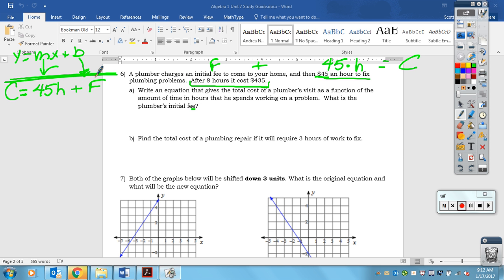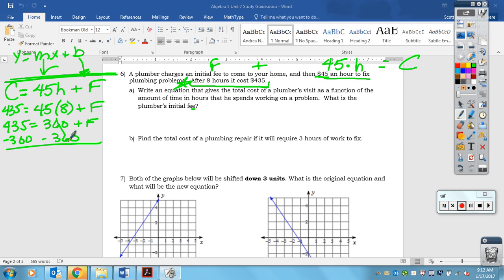But of course, if we were given the F, then we'd be done. We've got to be somehow given the cost and the number of hours, which we are. It's right there. After 8 hours, the cost is $435. So this is enough information to solve. 435 equals 45 times 8, which is 360. We subtract 360, subtract 360, so we get the initial fee is $75.